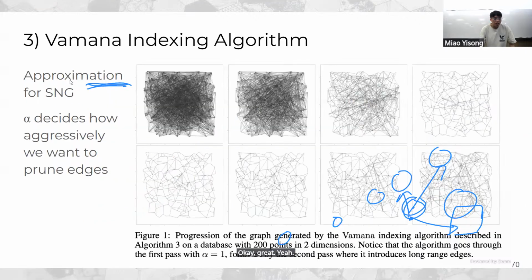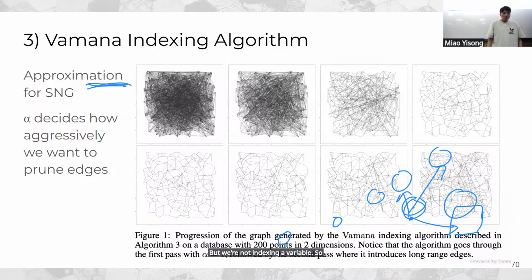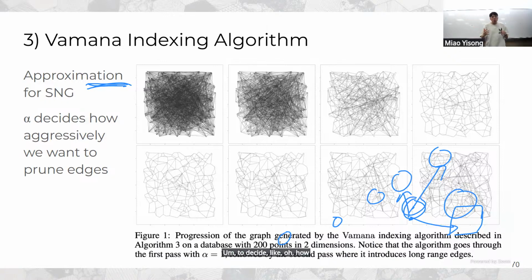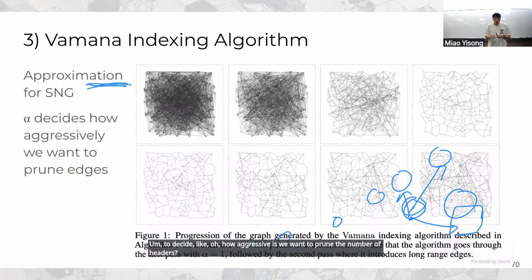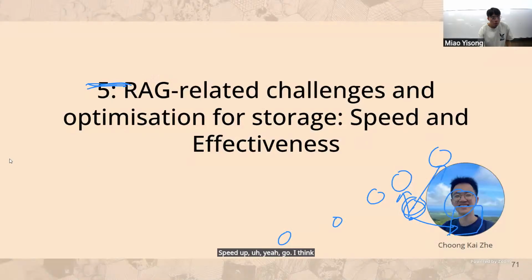I guess the last part of my presentation is the Vamana indexing algorithm. So basically, alpha is a parameter that we can fine tune, that we can adjust to decide how aggressively we want to prune the number of edges. So you can see the variance in the number of edges, the more we fine tune alpha. So this is another algorithm that they use to speed up the ANN algorithm. I think that's it for my presentation.